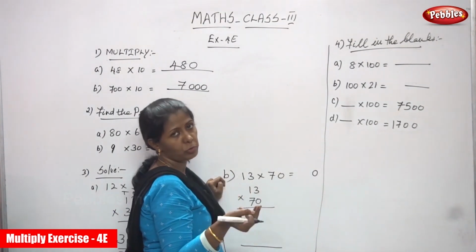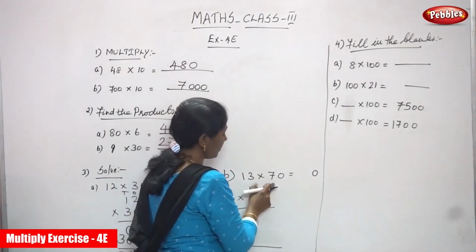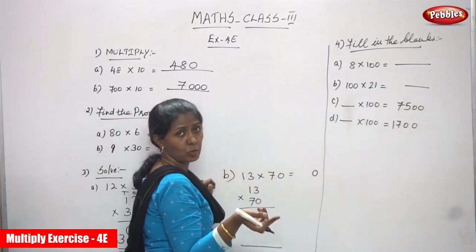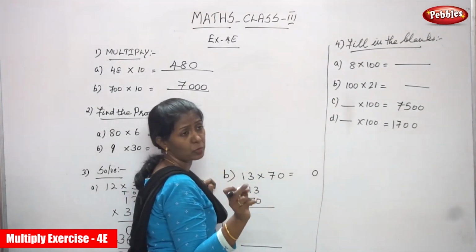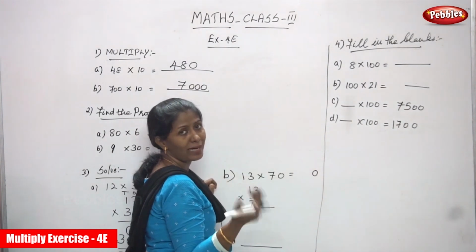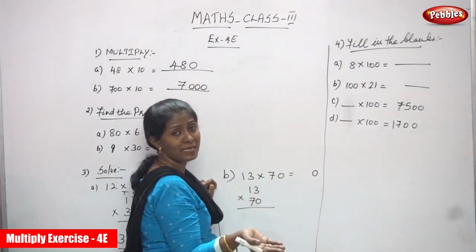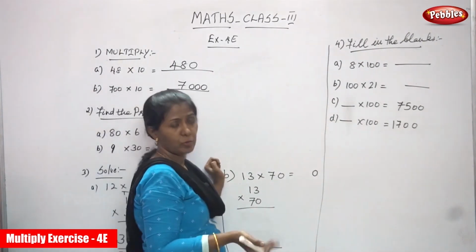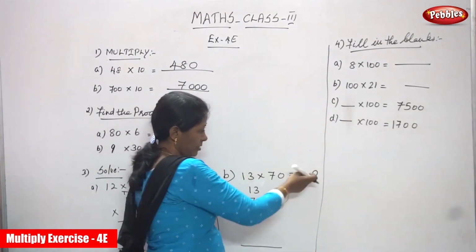If you want to follow rule 2, first you have to multiply the numbers. Then you have to check the 0. How many 0? 10 means only 1 zero. So you must write the 0 at the end, after the number. That's the second rule. Whichever is convenient for you, you can follow that method. So I have written the 0.